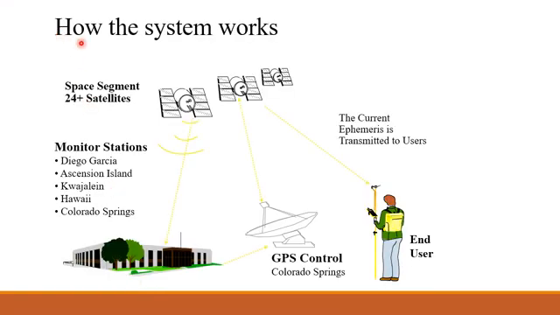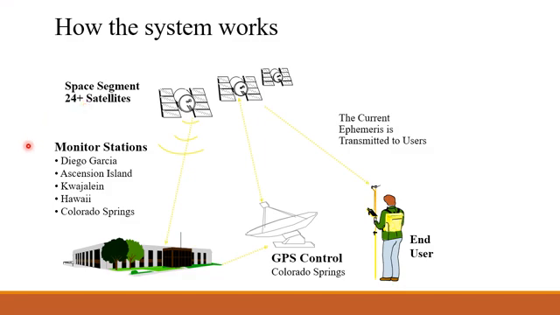So coming to the topic, how the system works. The system needs 4 satellites. A minimum of 4 satellites is required for a receiver so that the position can be measured or the location can be seen on or above the surface of the Earth. There are 24 plus satellites for GPS.